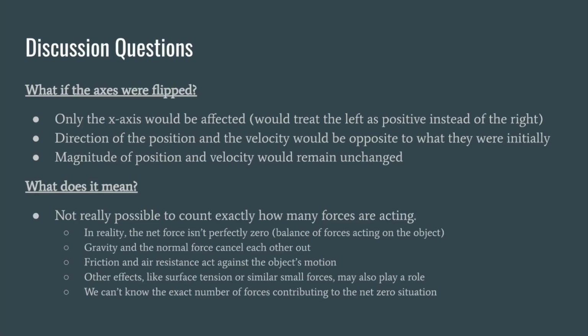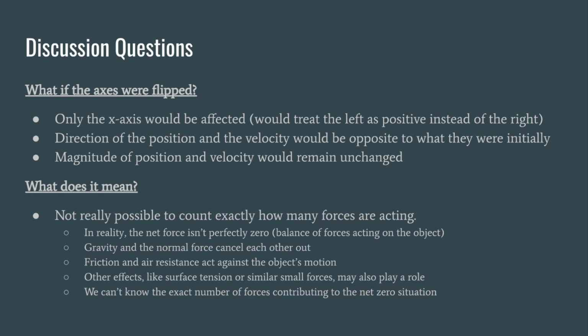We also need to consider what would have happened if our axes were flipped. Only the x-axis would have been affected, and we would treat the left as if it was positive instead of the right. The direction of the position and the velocity would be opposite to what they were initially, and the magnitude of the position and velocity would remain unchanged.